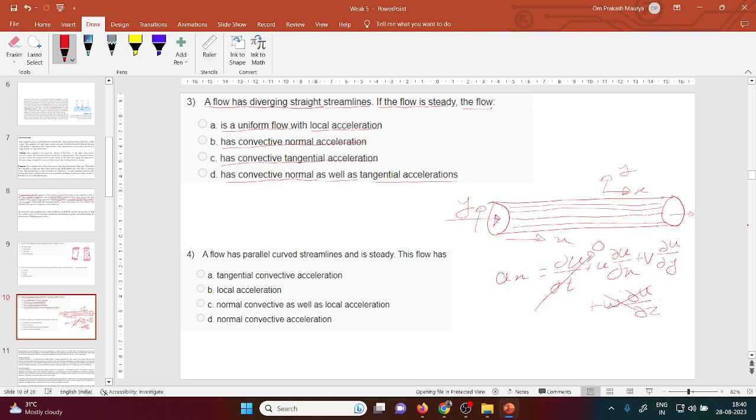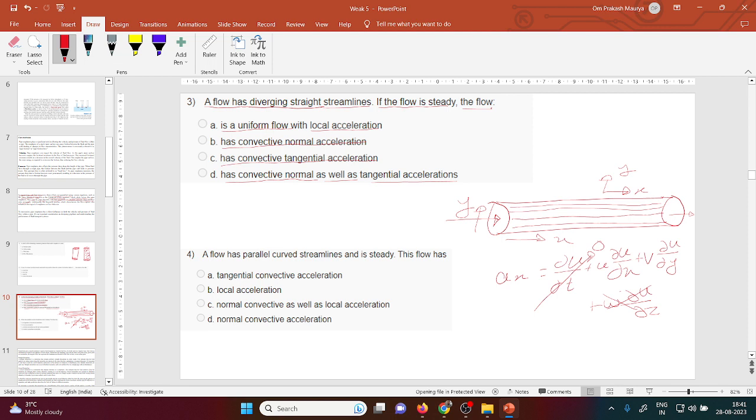Now the streamline is straight. Streamline is straight means what? There is no normal component of the velocity. So the normal acceleration is 0 in case of a straight streamline only.